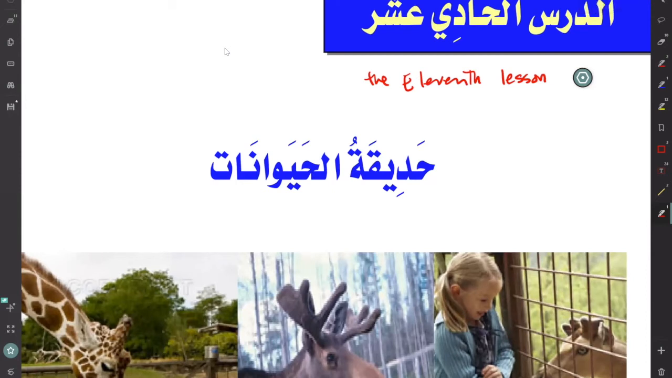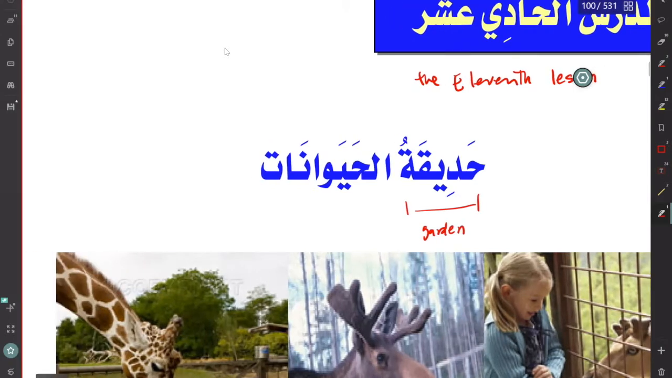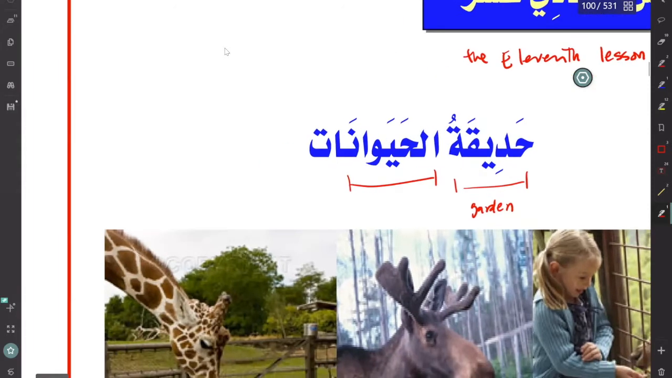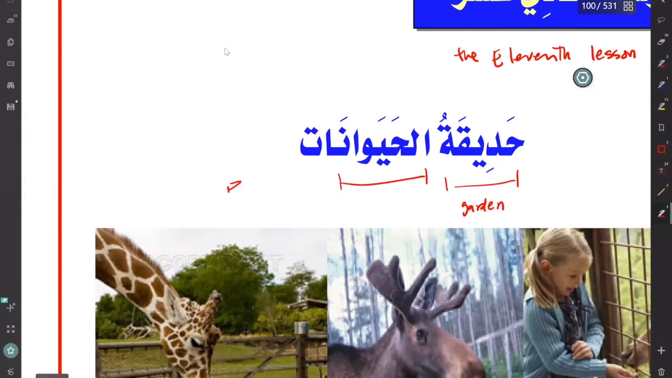Hadiqatul Hayawanat. I think we saw the word hadiqa. Hadiqa means what? Garden. And then the next word we have here is al-hayawanat. Al-hayawanat is a plural of hayawan, which is animal. So hayawanat is animals, plural. So the animals.